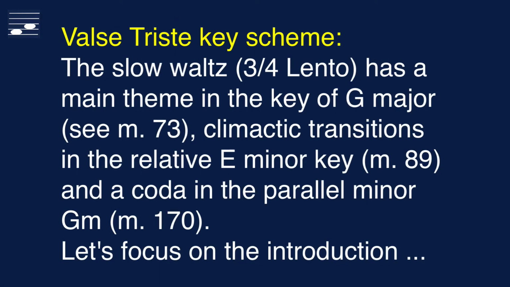The Valse Triste by Sibelius is 202 measures long. It is a slow waltz with a key area around the main theme, which is in G major. There are sections with transitory character in the closely related E minor key. The coda moves to the parallel G minor key. We will see how these keys are first touched upon in the clever and efficient introduction.